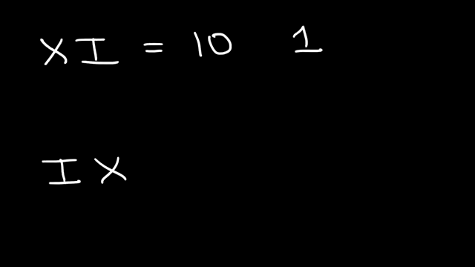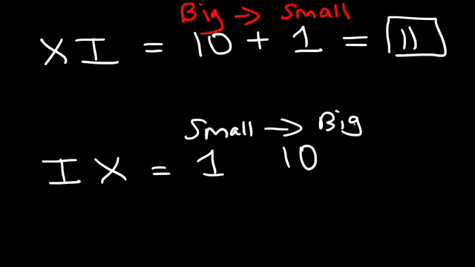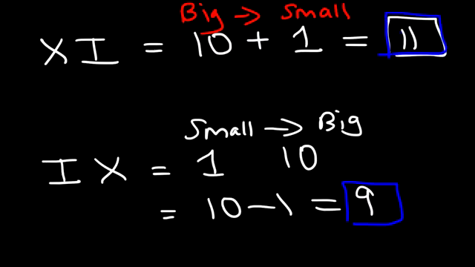Now go ahead and try these two examples, XI and IX. So X is 10, I is 1. Are we adding or are we subtracting? Well, we're going from a big number to a small number. So therefore, we need to add. So this is going to be 10 plus 1, which is 11. Now I is 1, X is 10. So this time we're going from a small number to a big number. So we need to subtract, but we're going to subtract it this way. 10 minus 1 is 9. So IX is 9, XI is 11.